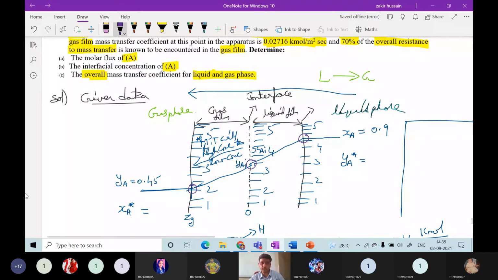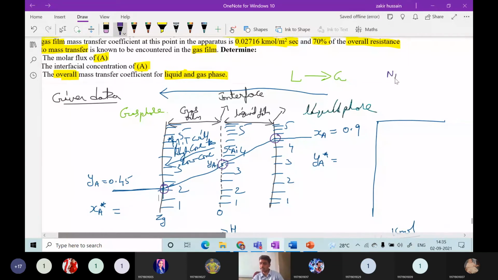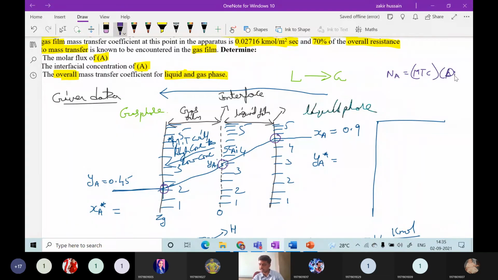Now we can define NA is equal to flux is equal to mass transfer coefficient into driving force. We know this one. So if you want to calculate for this liquid film, what you have to write? K, mass transfer coefficient. Since this is in liquid phase, that too only one film we are taking, that is KL, individual mass transfer coefficient. What is the driving force here? Higher concentration region to lower concentration region, mass transfer will take place. For the liquid film we are thinking.